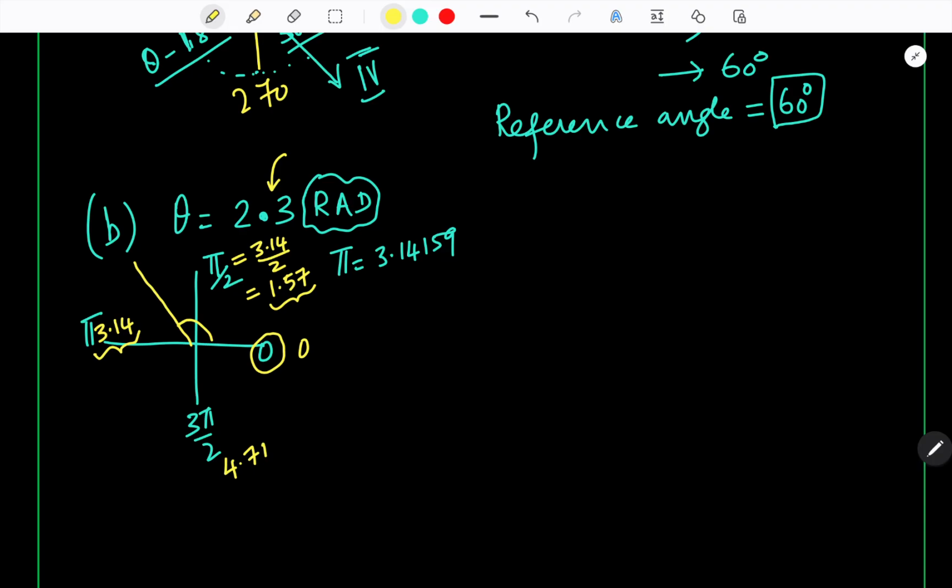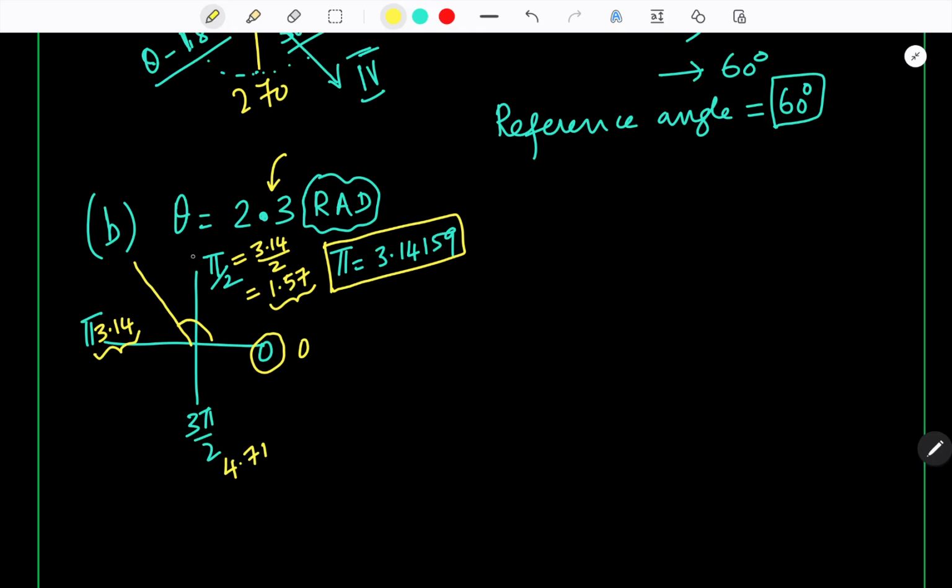Any question once again? Right. So once again, repeat. Pi is nothing but 3.14. So pi by 2 is 3.14 divided by 2, which is 1.57. So this is pi, 3.14. Forget about this one. Our question is 2.3.